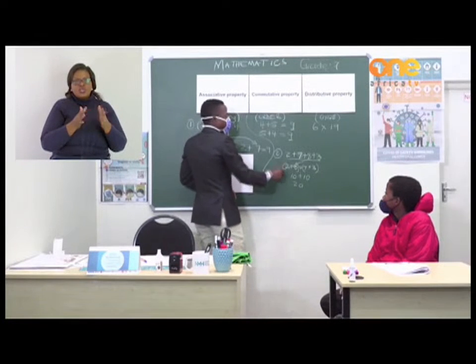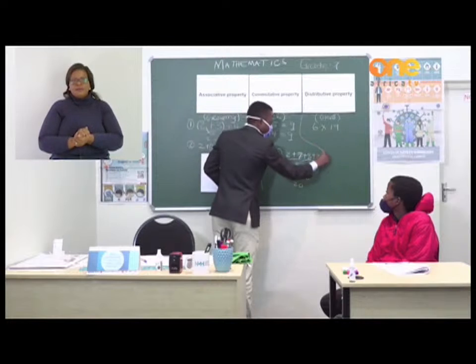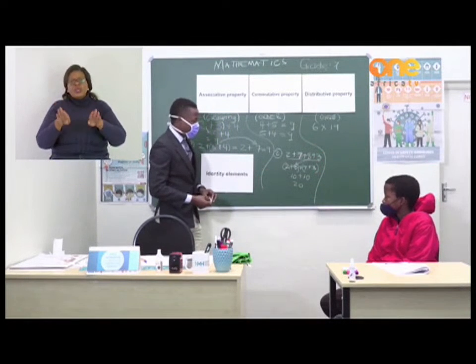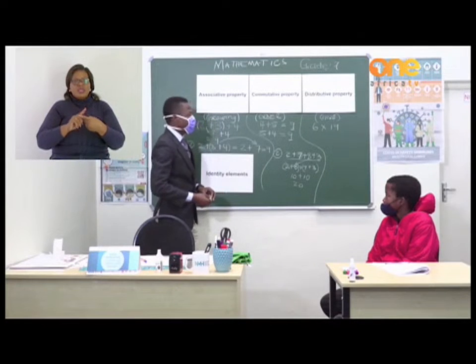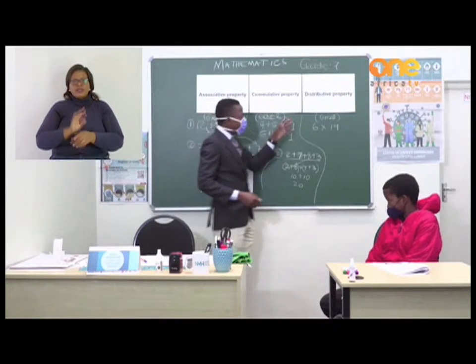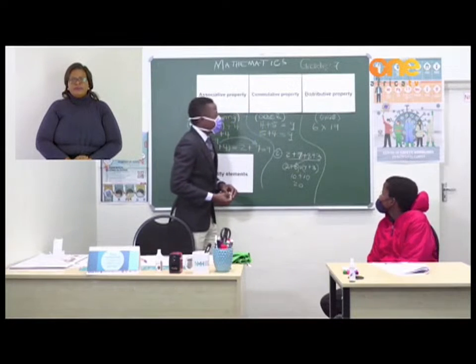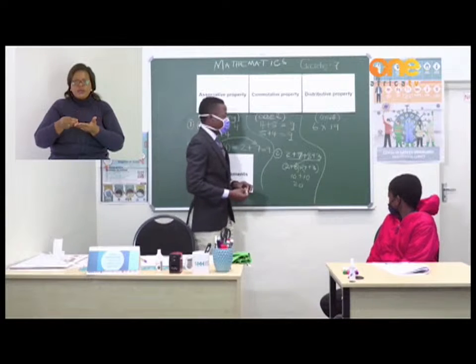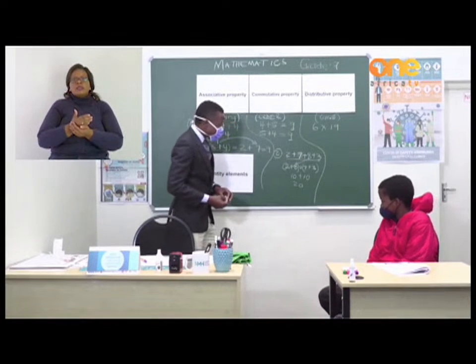I believe this one is understandable. You can also do multiplication with it. It will just be the same answer still. Now let us go to the main property of today, which is the distributive property.